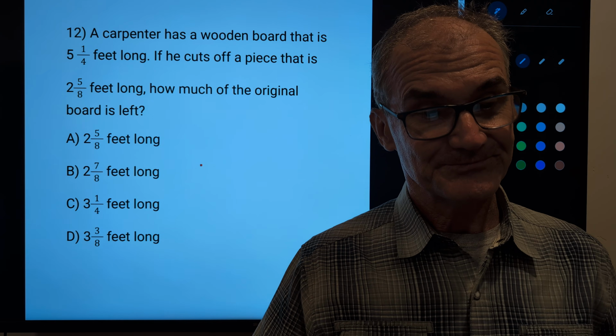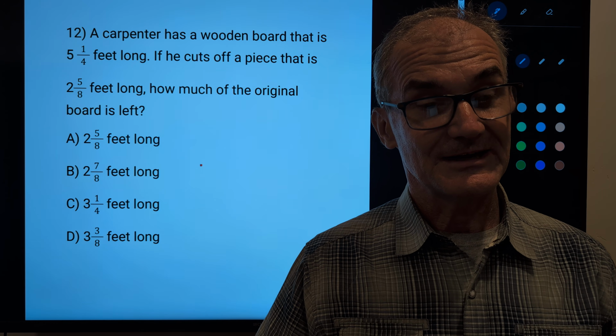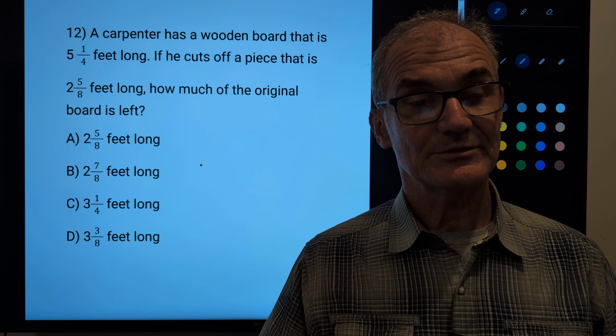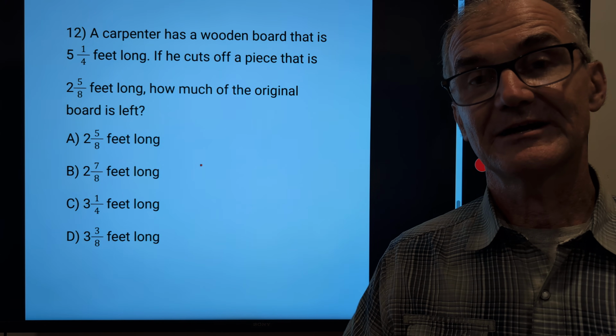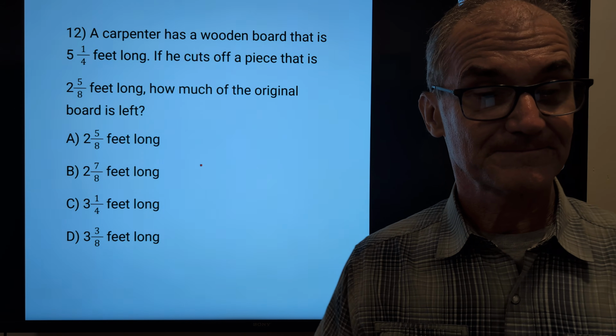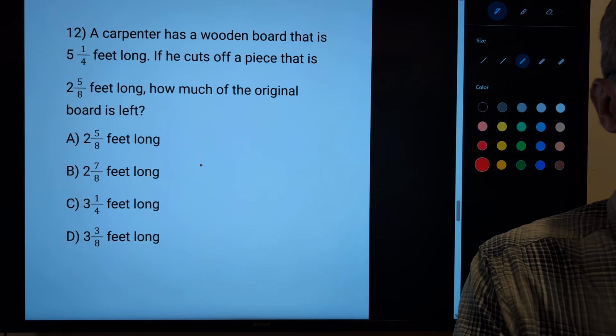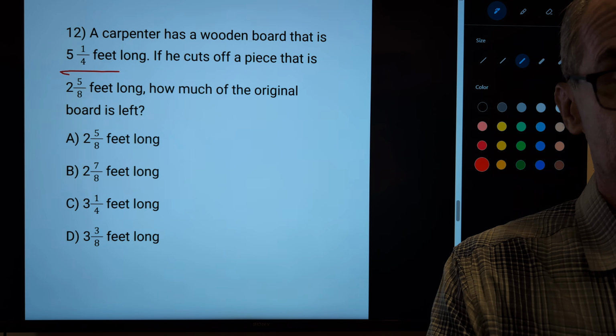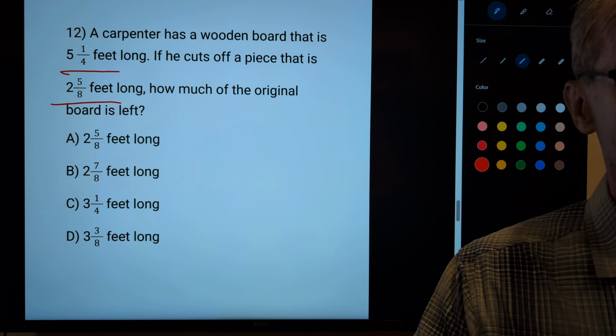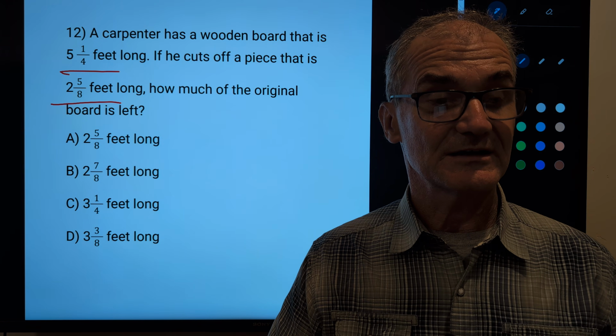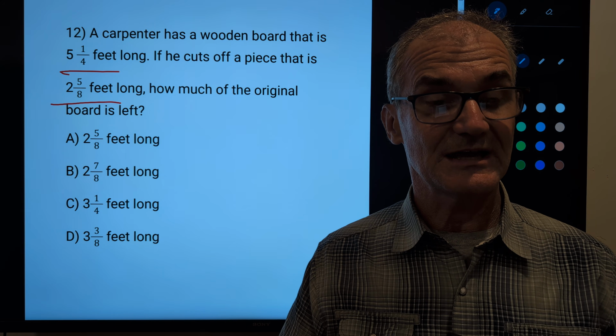All right. A carpenter has a... pause the video, give it a try. Unpause, watch how I do it. Carpenter has a wooden board that is 5 1/4 feet long. He cuts off a piece that is 2 5/8 feet long. How much of the board is left?